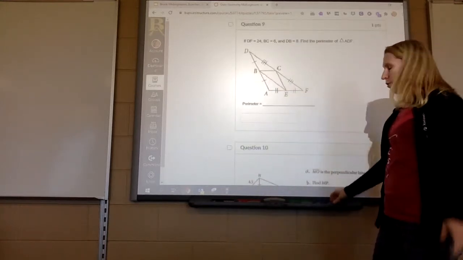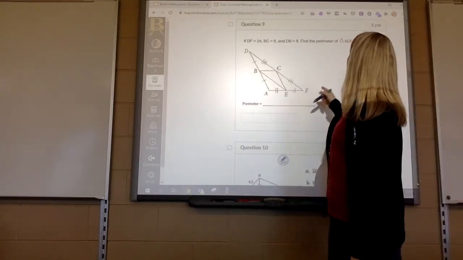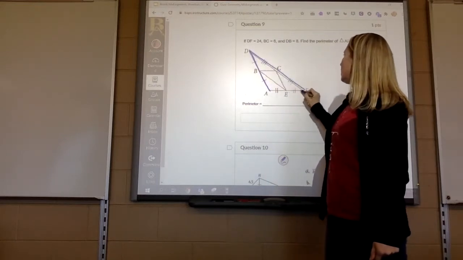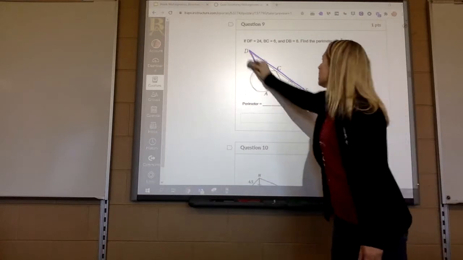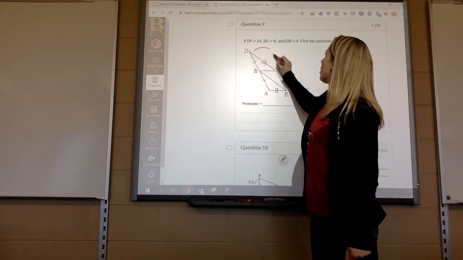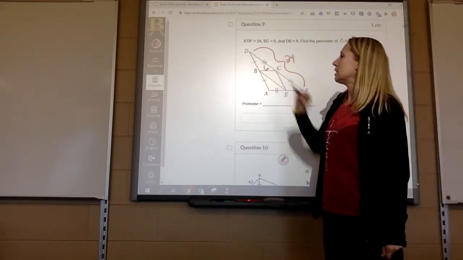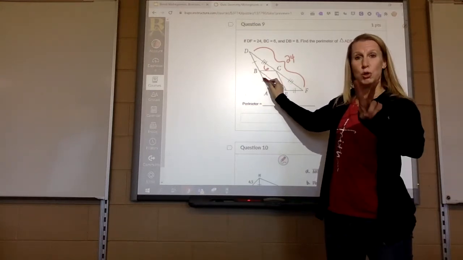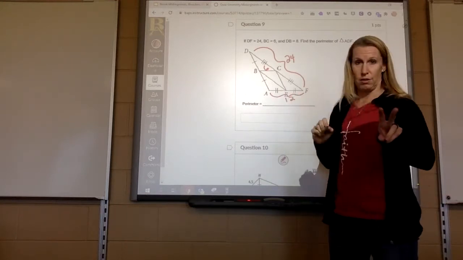Okay, so this one gives you the different lengths, and we ultimately want to find the perimeter of ADF, the great big triangle. So it gives you the different lengths. Let's look at them. So DF is 24, so I already know this side is 24. BC is 6. Well, that's a midsegment, so take it times 2 to get the side it's parallel to. So this would be 12.